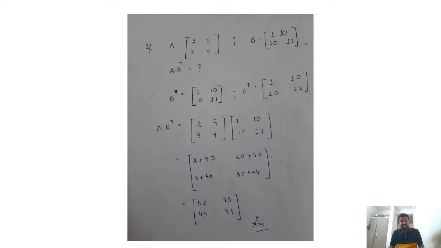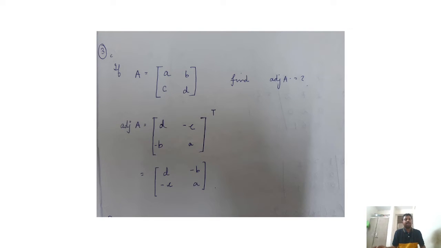Now for getting the content of 2 1, that is second row first column, you multiply 3 into 1, that is 3, plus 4 into 10, that's 40, and the last is 3 into 10 plus 4 into 11. So this is very much clear. I don't think I need to explain it once more. This is a very simple problem. Okay, so there we studied multiplication of matrices.